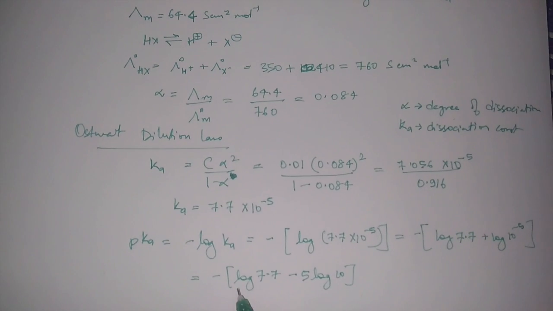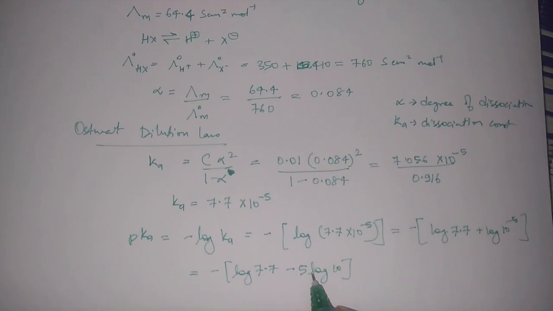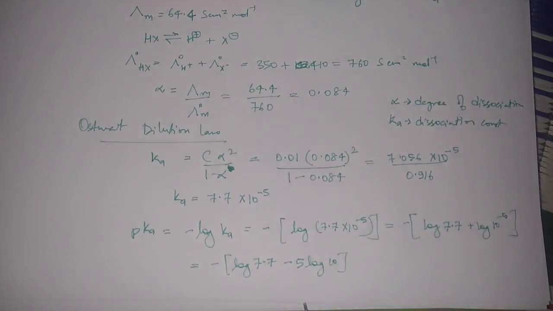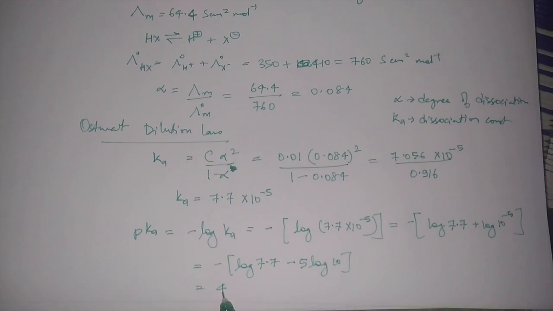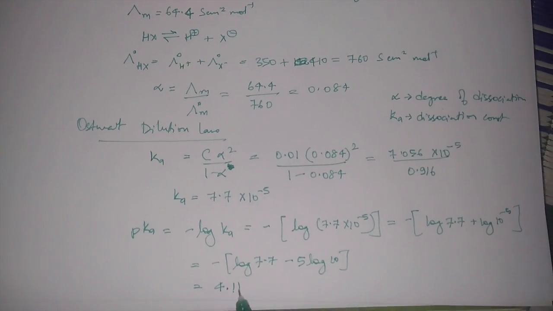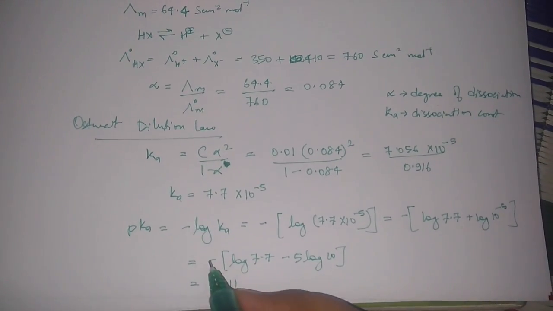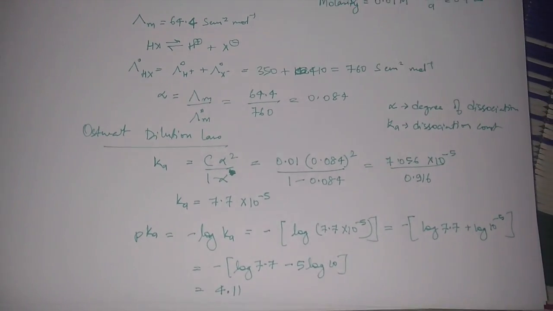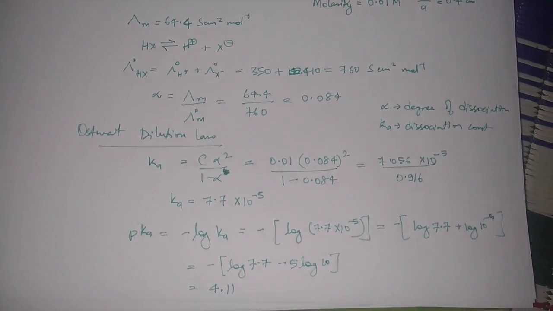So basically you have to write down the value of log 7.7 and subtract it from 5. Okay, so you are going to get an answer of about 4.11. Remember, the answer you get here will be negative, and that negative will make it a positive value. So pKa will come out to be 4.11. This will be the answer for this particular question.